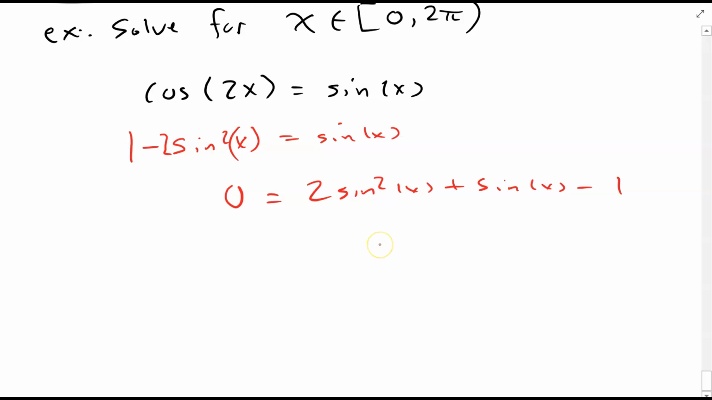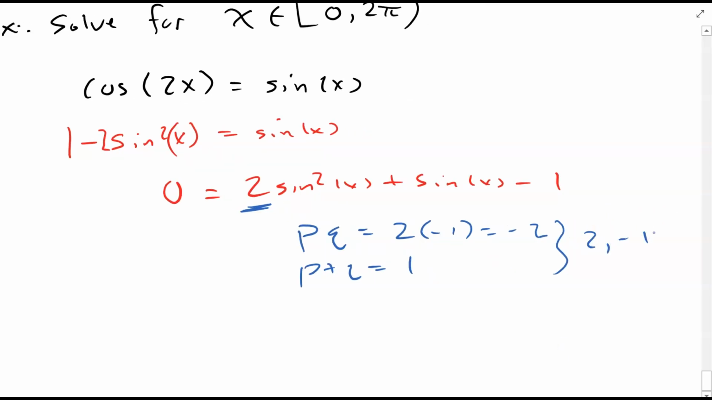So notice here, if I'm going to factor this, it's a little bit more difficult because the leading coefficient isn't 1. So I'm going to need to find the two numbers that multiply to give me a times c, and then add to give me b. What are those two numbers?